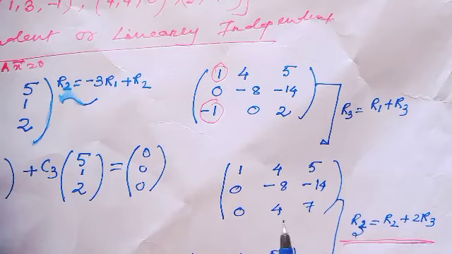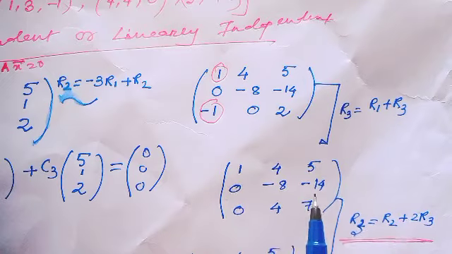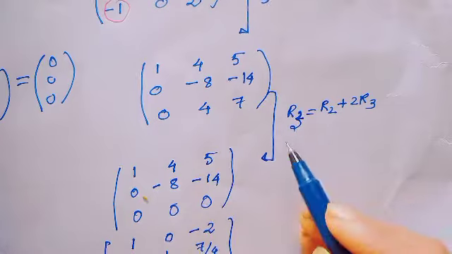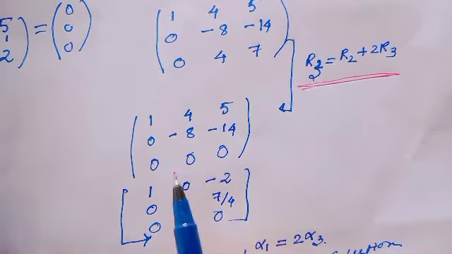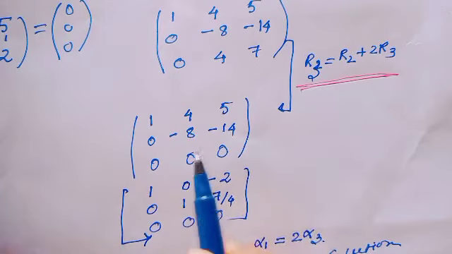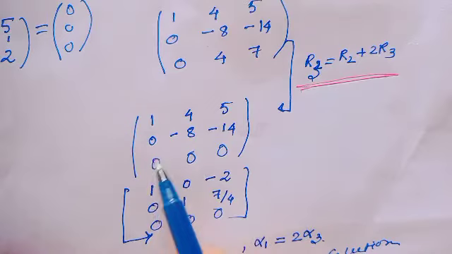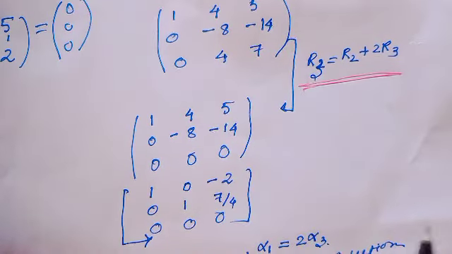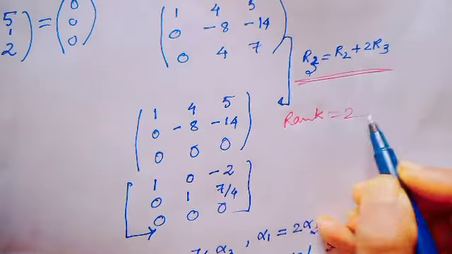Here notice one thing: this row and this row are just multiples of 2. So now apply R3 equal to R2 plus 2R3. Then the matrix would be 1 4 5, 0 -8 -14, 0 0 0. I have got the zero vector here. That means the vectors are obviously linearly dependent. Here the rank of the matrix is two.